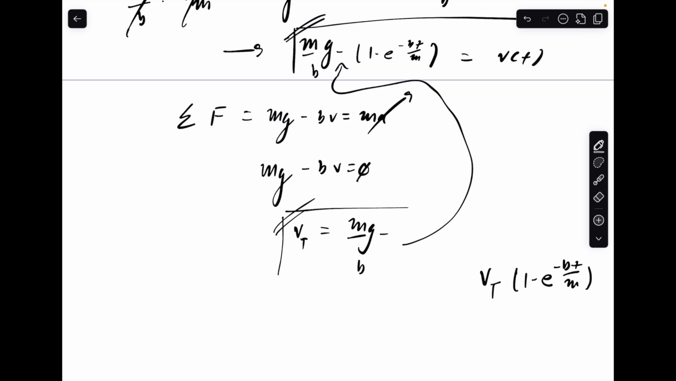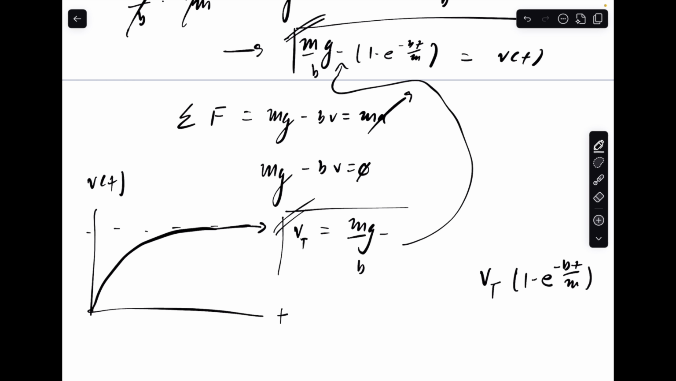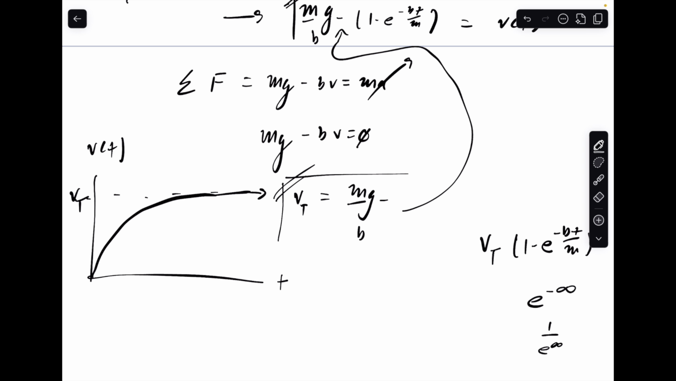And that makes sense, because if I plot this on a graph, it will look a little bit something like this. It'll start at 0, and then it'll flatten out at this v terminal, because as t approaches infinity, e to the negative infinity is 1 over e to the infinity, which is 1 over infinity, which is 0. So this entire term will go to 0, and v of t will evaluate to v terminal. And that makes sense, because as you have infinite time, the velocity will be constant. The forces will be balanced.